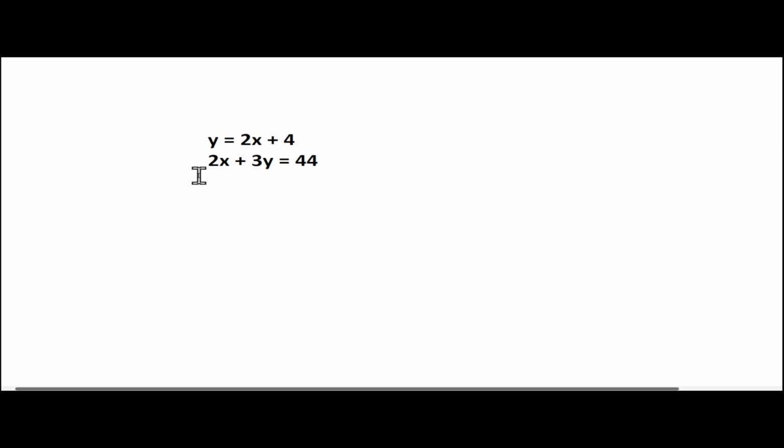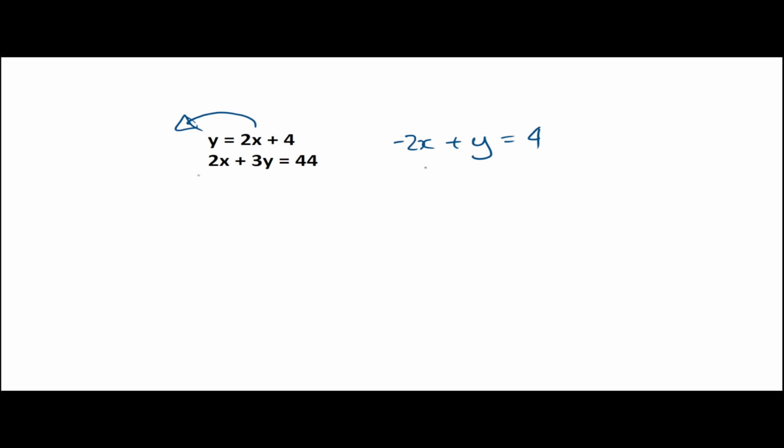For this one here, our big problem is that it's not in the form that we need. We need it to be, say, the x's, and then the y's, and then the constants. What can we do to solve that? Well, let's just bring this 2x over in this case. So I'm going to take 2x away from both sides. So I've got minus 2x plus y equals 4, and now it's in the format that we like. And I'm just going to copy this one directly underneath it.